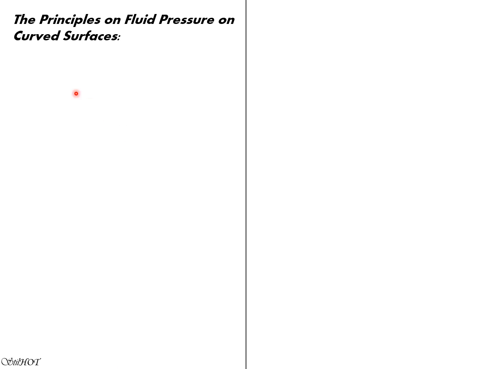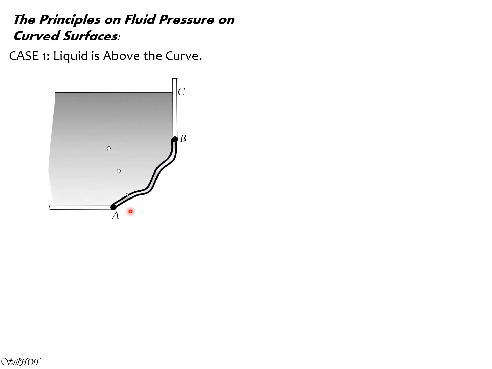What if the surface is curved? So we have here case 1, liquid is above the curve. So like in this situation, we always have to imagine that this is our body or our back, and if the liquid is above our back, the force would be tending to push our back to the right, and for the vertical component, of course, it is downward. So this is the principle.